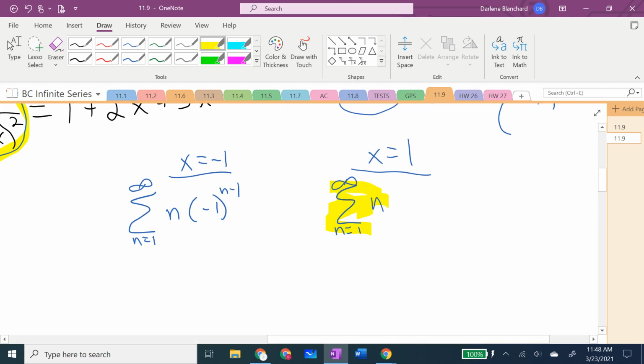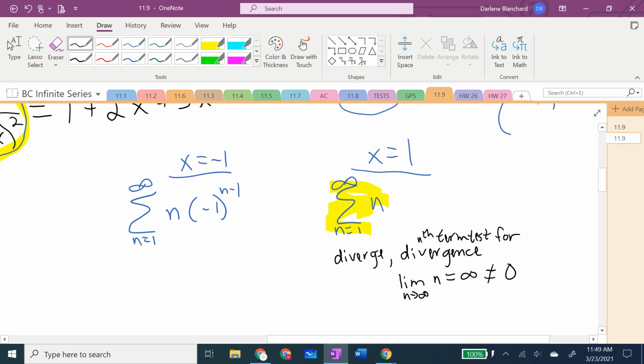So everyone sees diverge. And hopefully you can see that's by the divergence test, the nth term test for divergence. And just to make sure you see it, the formula itself is certainly not 0.